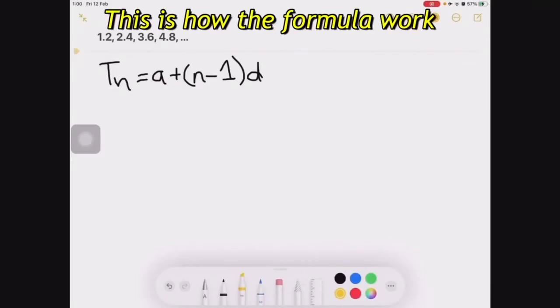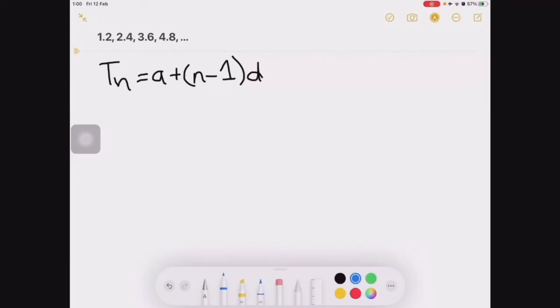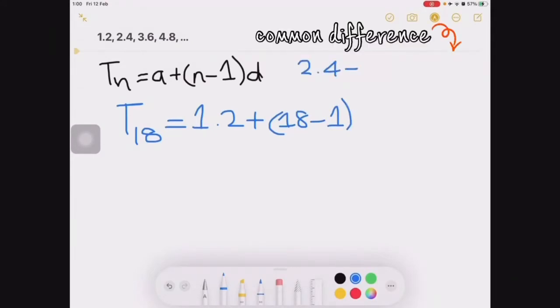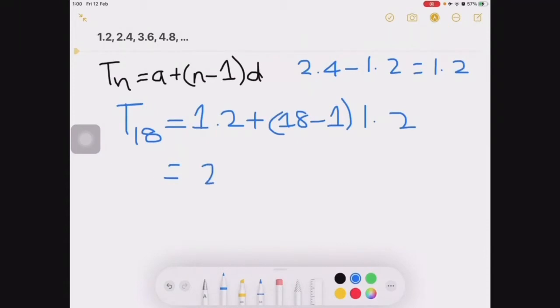We have a number sequence here, which is 1.2, 2.4, 3.6, 4.8, and so on. Say that the question wants you to find the 18th term. So first we have to identify the first term. The first term is 1.2, plus n, which is 18 minus 1, times the common difference. To find the common difference, we just have to subtract the first term from the second term. We got 1.2. The answer will be 21.6.